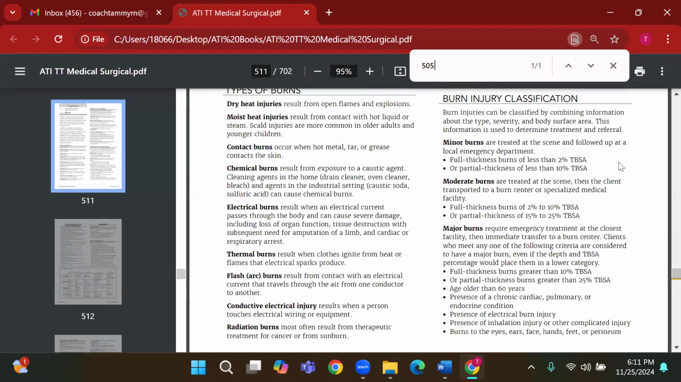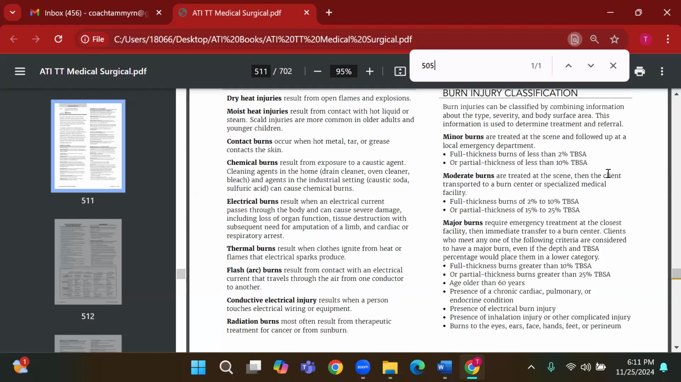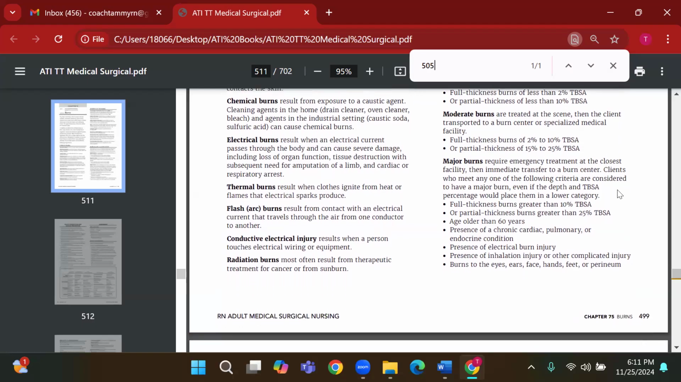You don't have to memorize this, but just know a minor burn would be maybe a full thickness burn of 2% or a partial thickness of 10%. So that's how they classify them. And if you look here at a major burn, obviously it says requires emergency treatment at the closest facility, maybe even transferred to the burn center. And clients who meet any one of the following criteria are considered to have a major burn. So there are criteria for this.